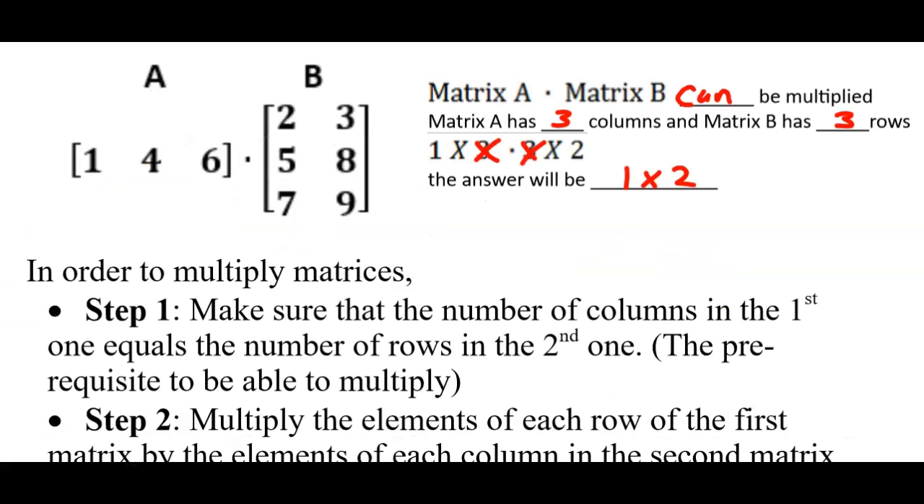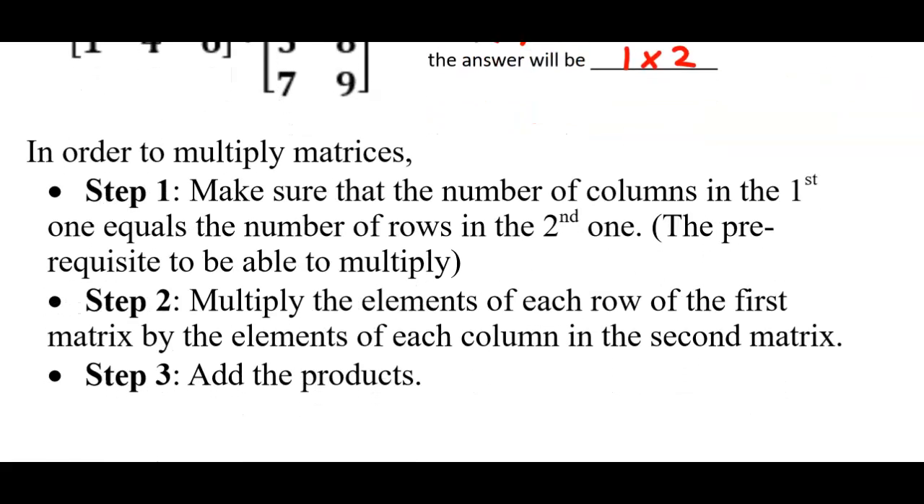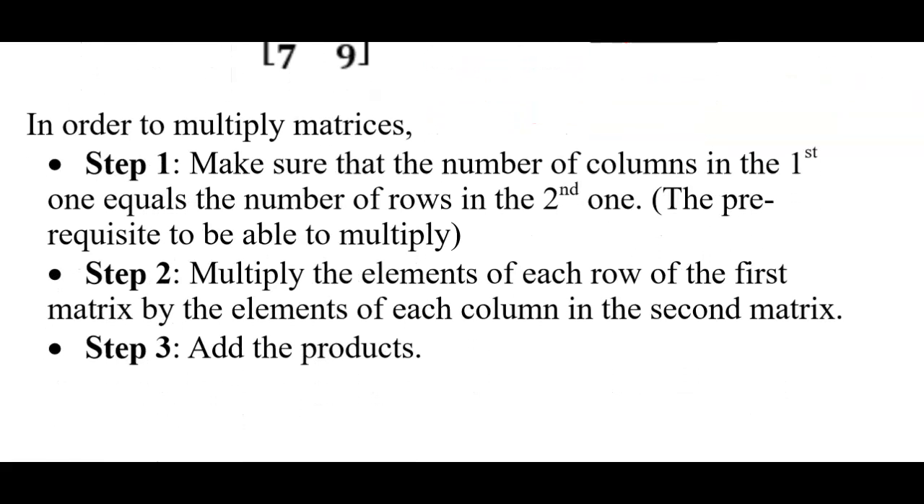The way that we're going to do this is we're going to multiply matrices by first figuring out if we can. Looking at the sizes, if you can cross out that middle number, you can multiply them. So this matrix A can indeed multiply matrix B because they are appropriate sizes.